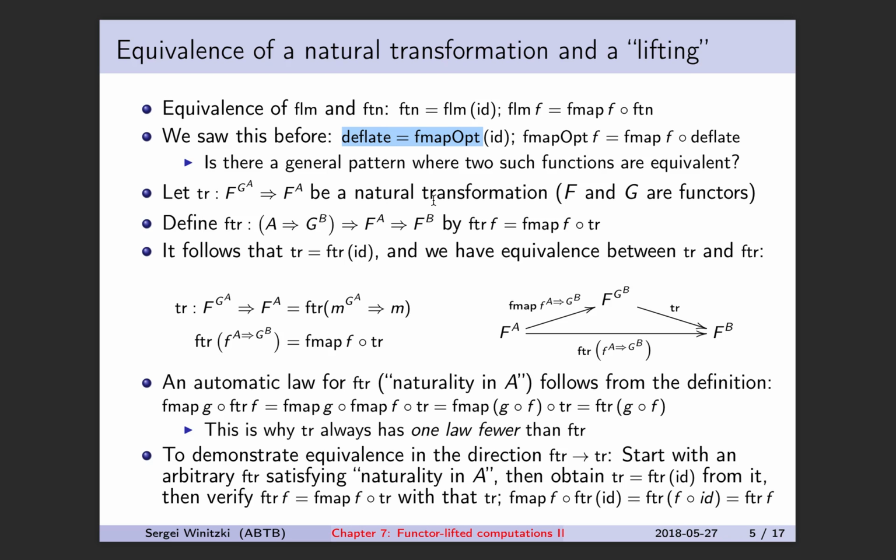So here I show a general pattern where a natural transformation with this type signature and a lifting with this type signature are related and they are computationally equivalent, and I give a proof. And I'll also give a proof that the natural transformation will have one law fewer than the lifting function.